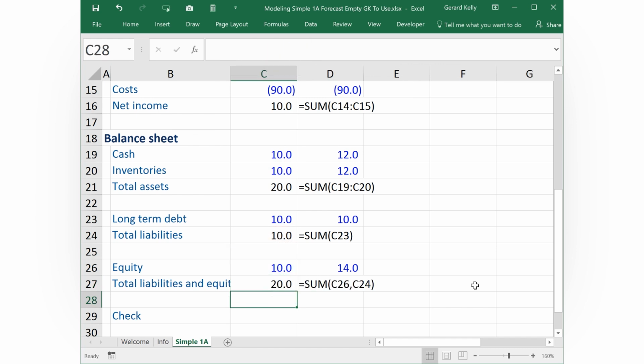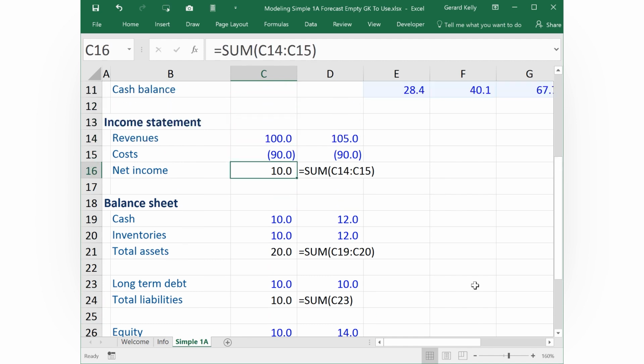Fantastic, they're all working in. I want to make sure that that balances. Total liabilities and equity minus total assets comes to 0. Fantastic. Now I'm going to copy them to the right so the historical figures are all filled in, and I'm actually going to copy them into period 1 as well.